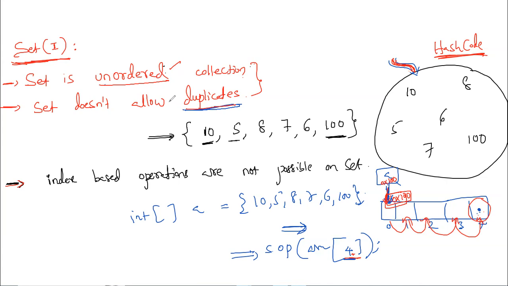Then we'll clearly discuss when we should go for the implemented classes like hash set, when we should go for linked hash set, and when we should go for tree set. Once I move to the next concept, here I'm not going to discuss any programming. Since there are some loopholes or drawbacks, I'm trying to discuss those.